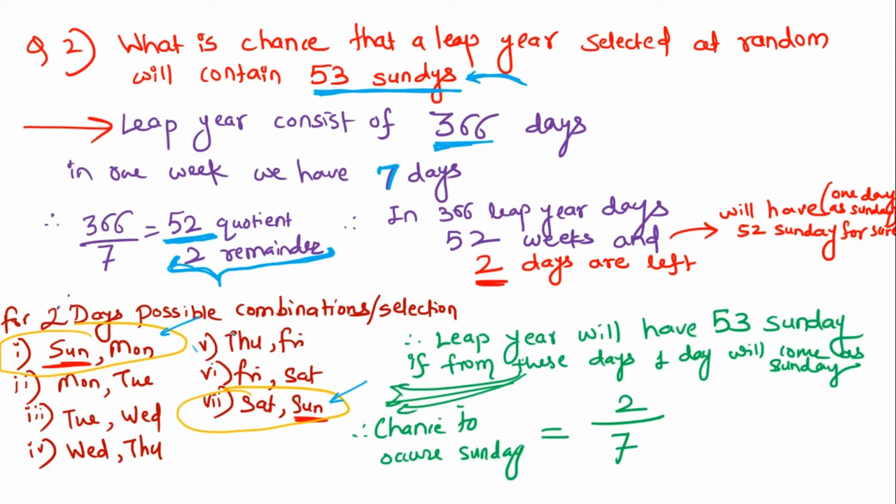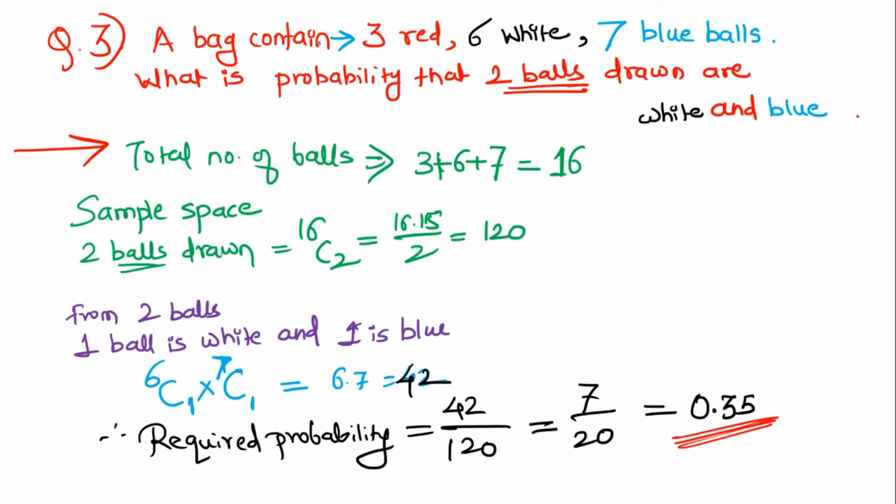So the probability of selecting 2 days which include Sunday will be the count of ways where Sunday is available divided by the total count of 2-day pairs. So it is 2 by 7. The answer for this is 2 by 7. There is a probability of 2 by 7 that you can be sure you have 53 Sundays in a leap year.